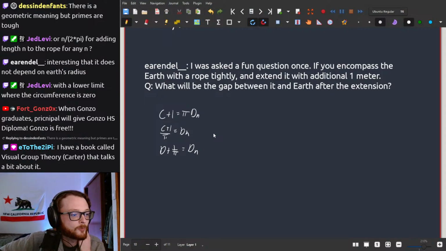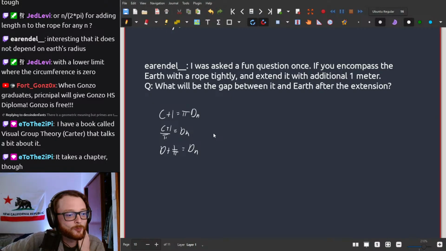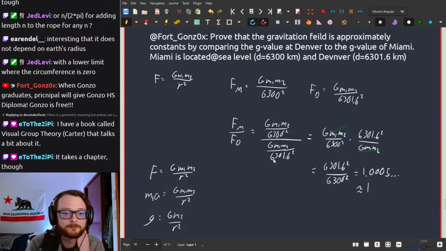When Gonzo graduates, the principal will give Gonzo a high school diploma. Gonzo was free. You can do your quantum mechanics all you want after. Visual group theory talks a bit about it. Ooh, nice. Geometry of the primes.